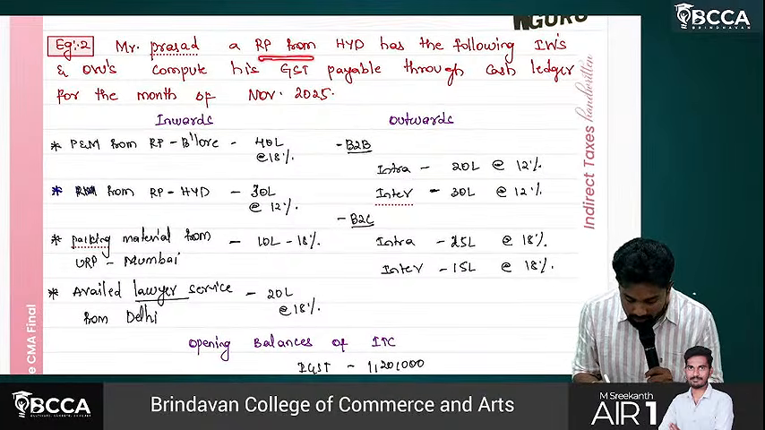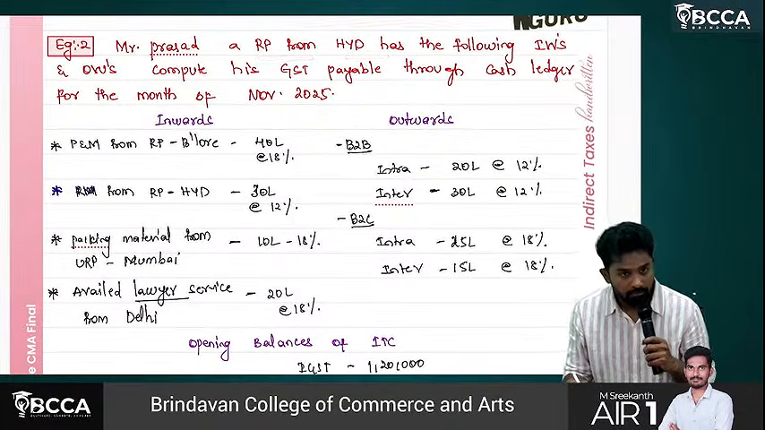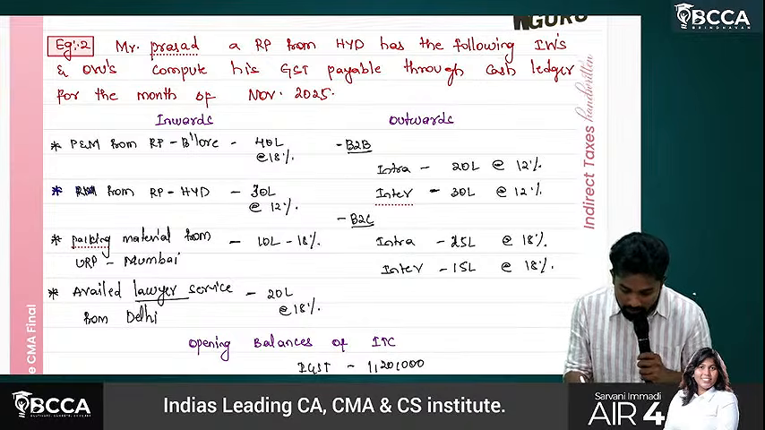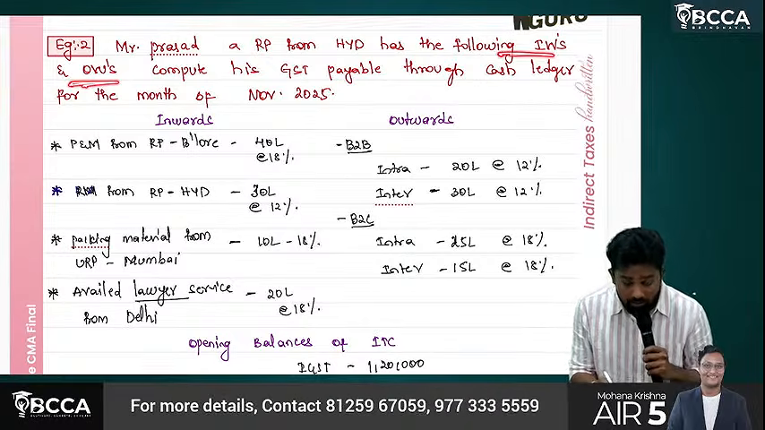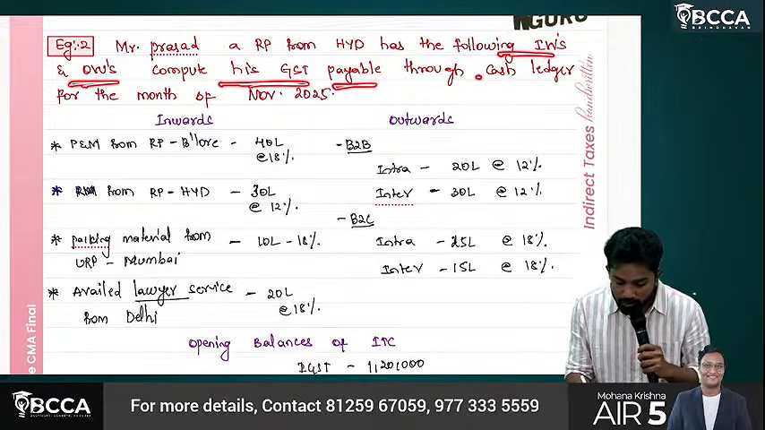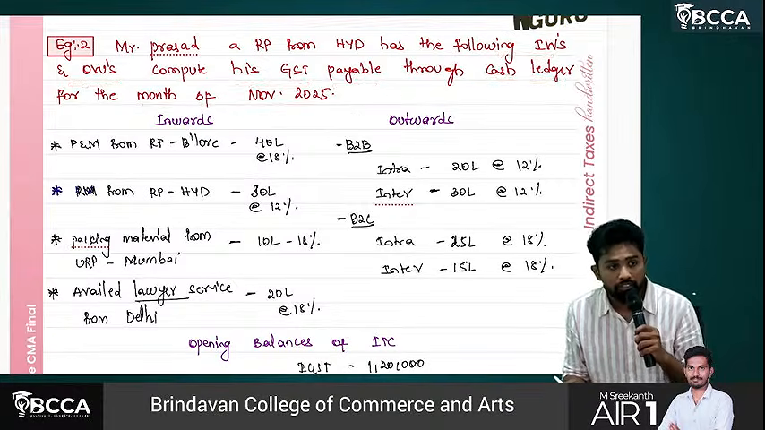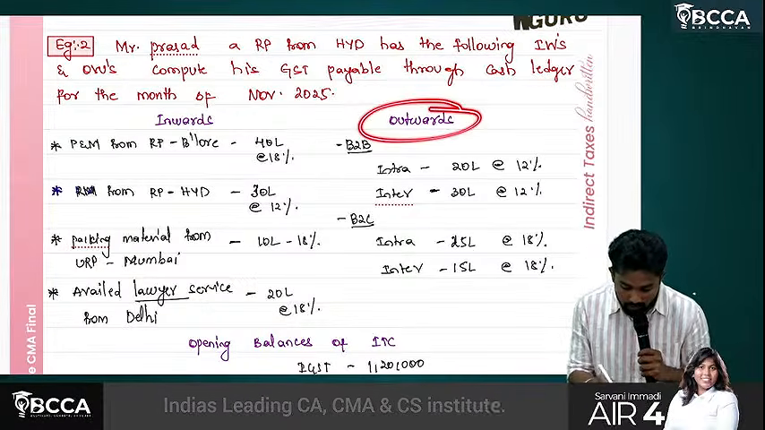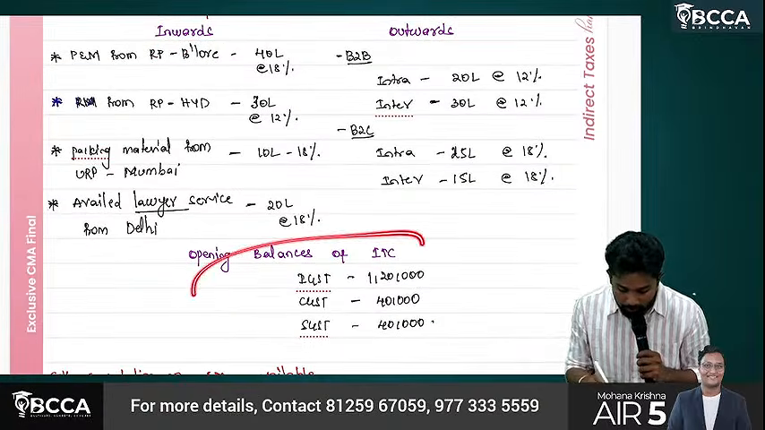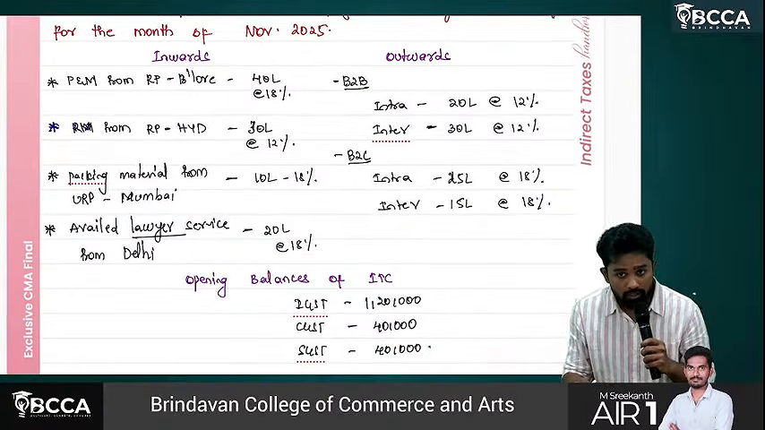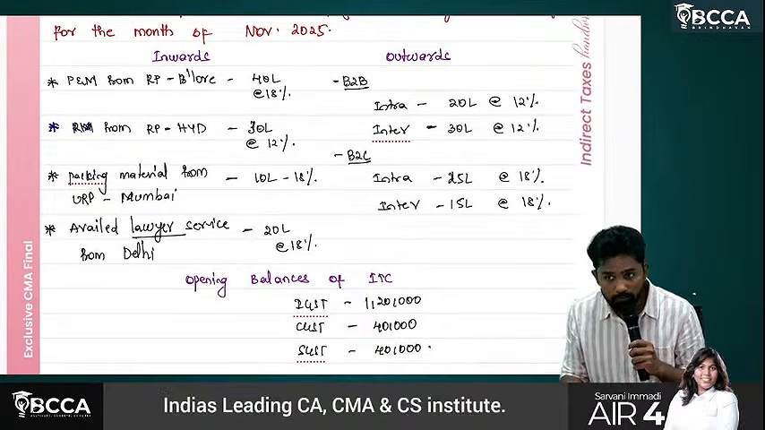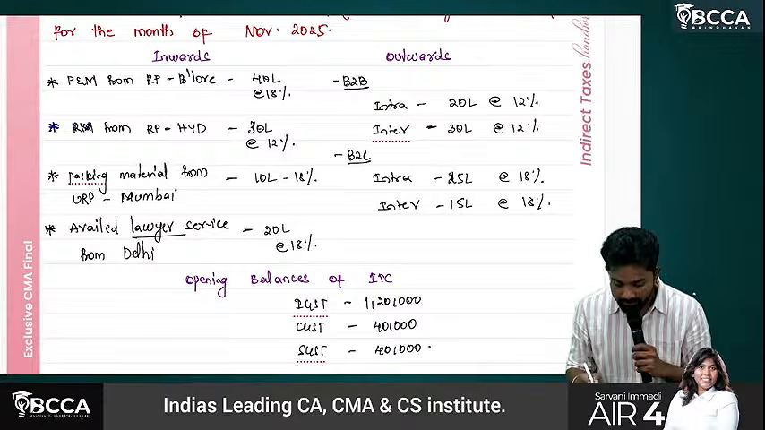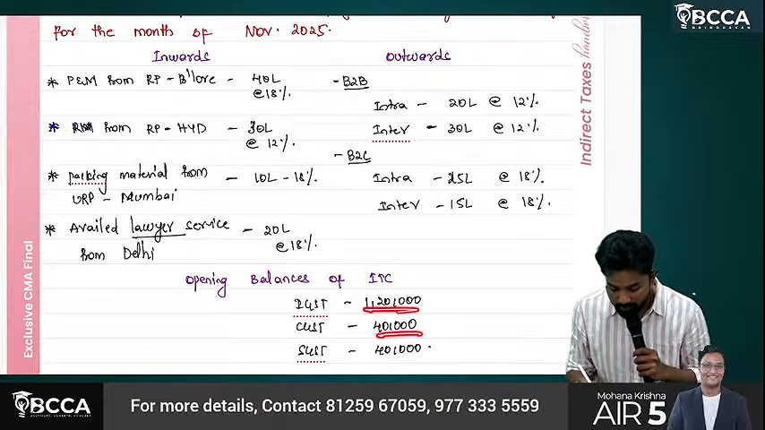Prasad is a registered person from Hyderabad. Is from where? Hyderabad. Has the following inwards and outwards. Compute his GST payable through cash ledger for the month of November 2025. Okay. Outwards, inwards are there, and opening balances of ITC is also there. So what we have to do first? Step 1 what? Computation of ITC available. We'll take what? 1,20,000, 40, 40.